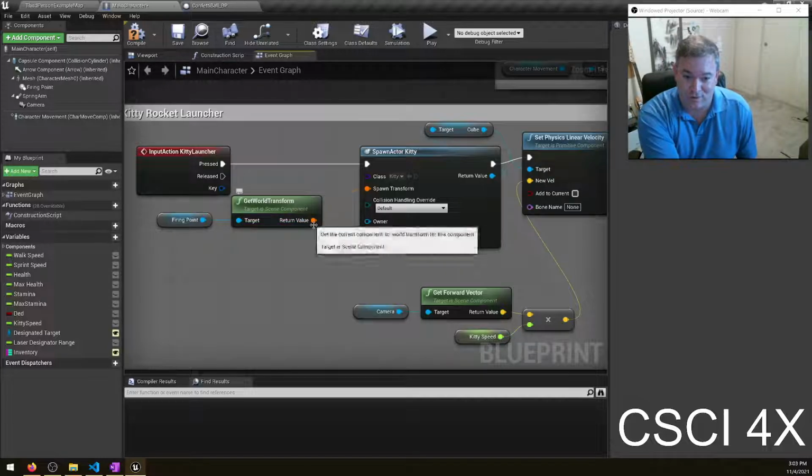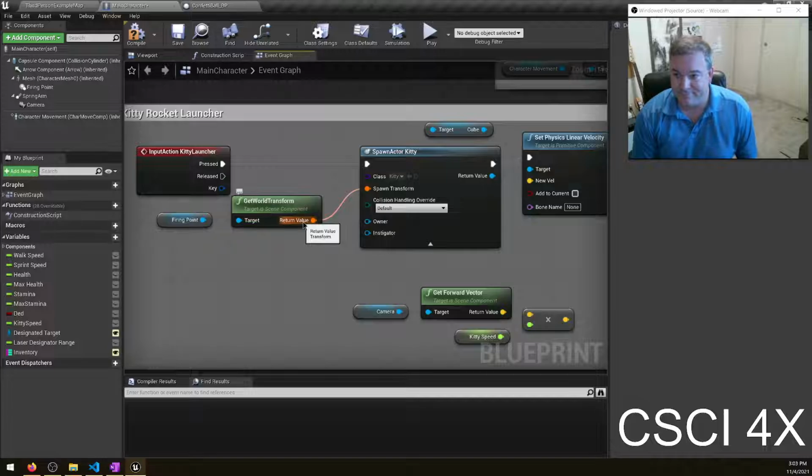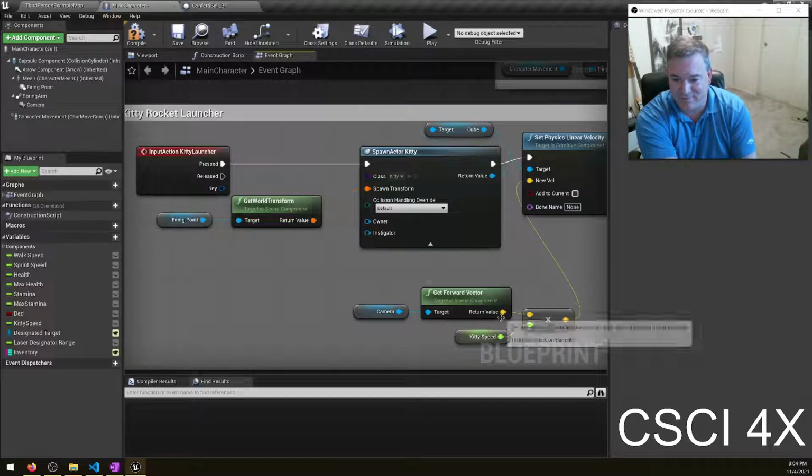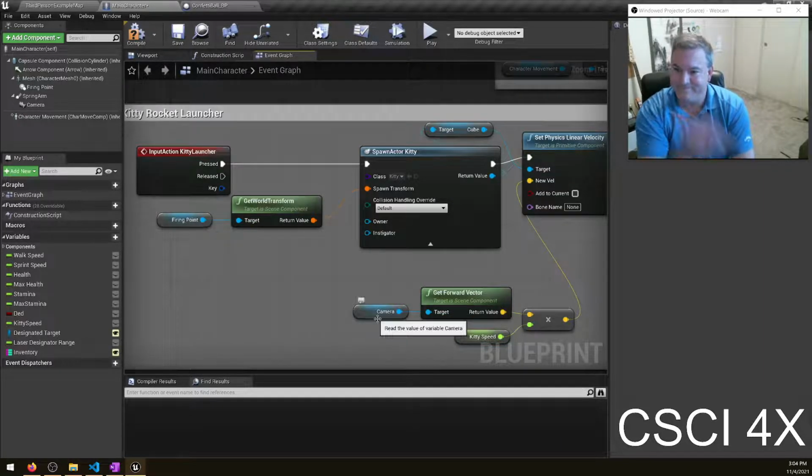Professor, what does this orange thing mean? I'll tell you when you're older. You're too young to know this right now. Go to grad school. I don't know. It doesn't make sense to me. How do you do games without vector math? I don't know. It just doesn't compute. So, Professor, what's this yellow thing here? What's a forward vector?